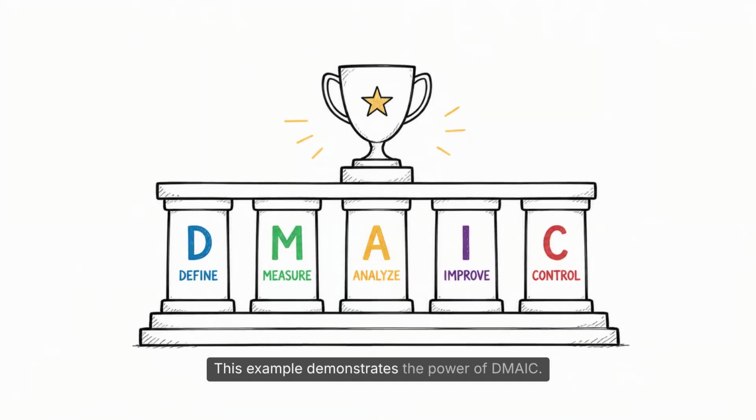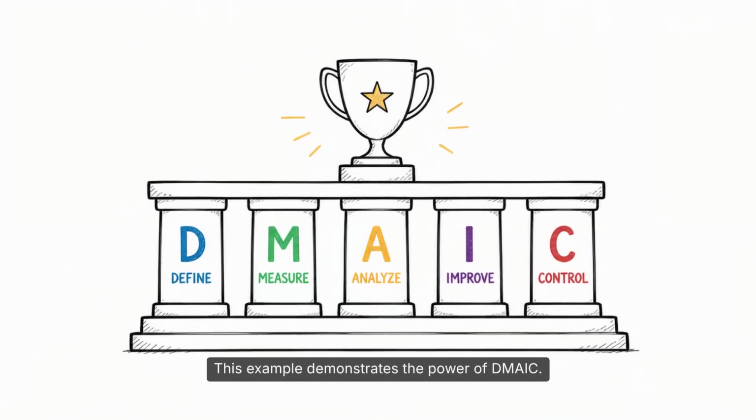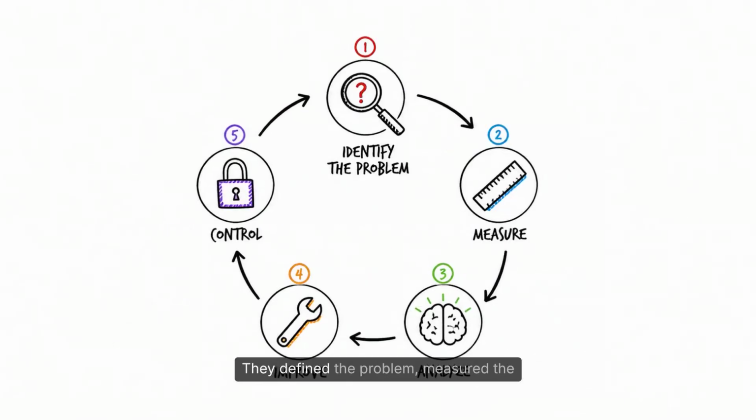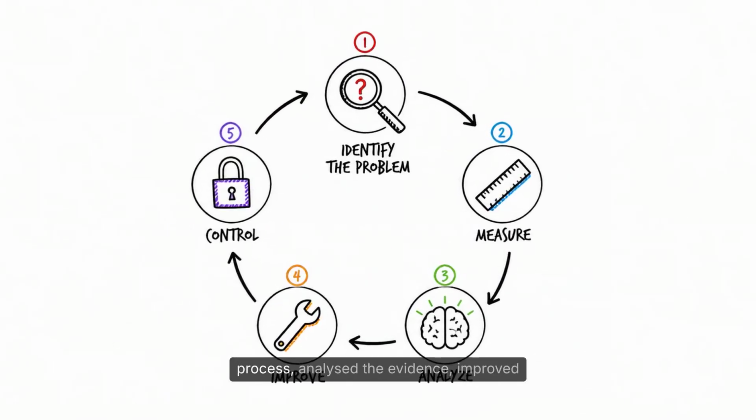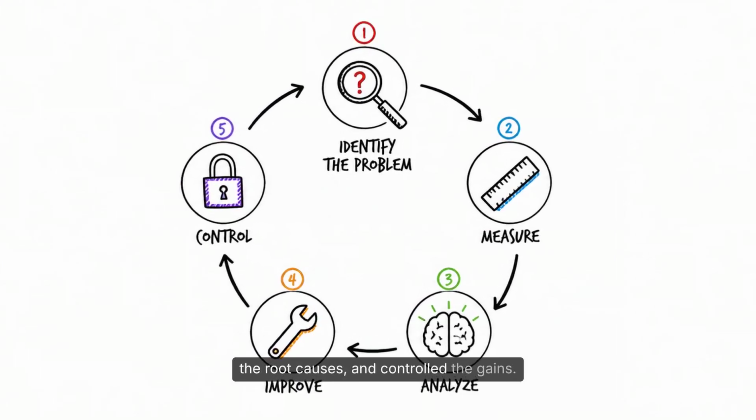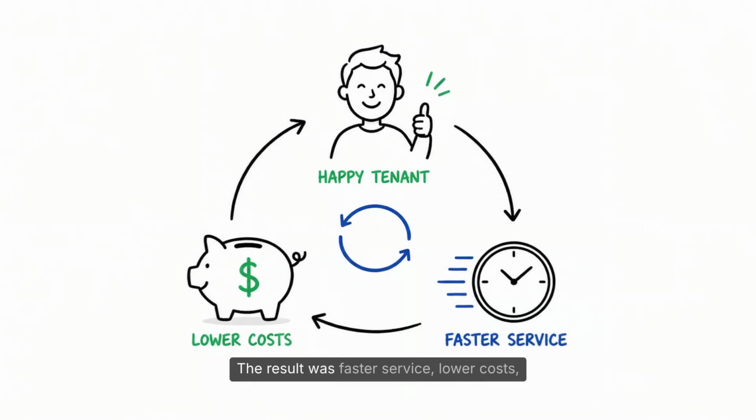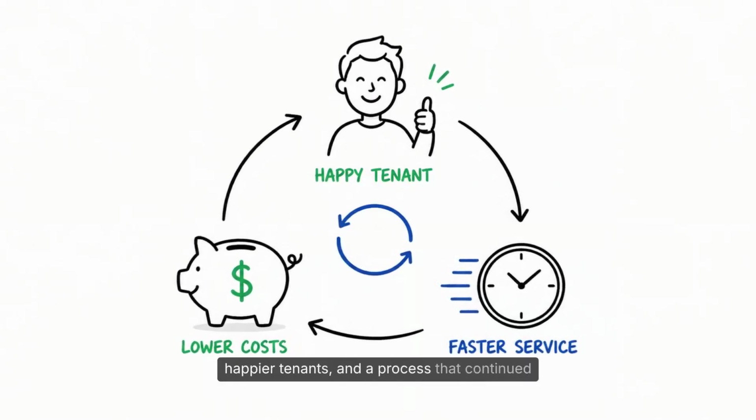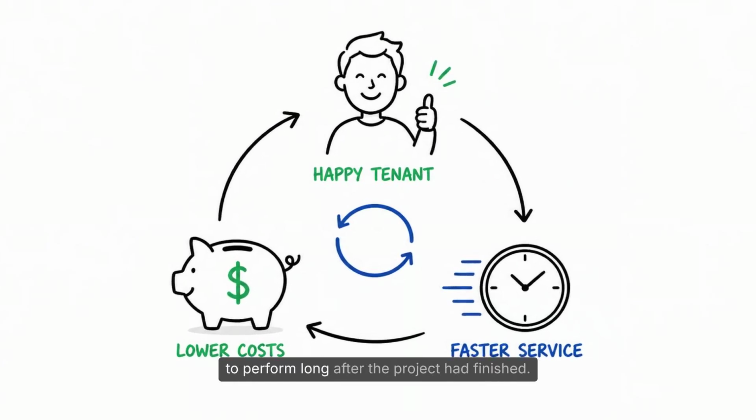This example demonstrates the power of DMAIC. The team didn't start by guessing solutions. They defined the problem, measured the process, analyzed the evidence, improved the root causes, and controlled the gains. The result was faster service, lower costs, happier tenants, and a process that continued to perform long after the project had finished.